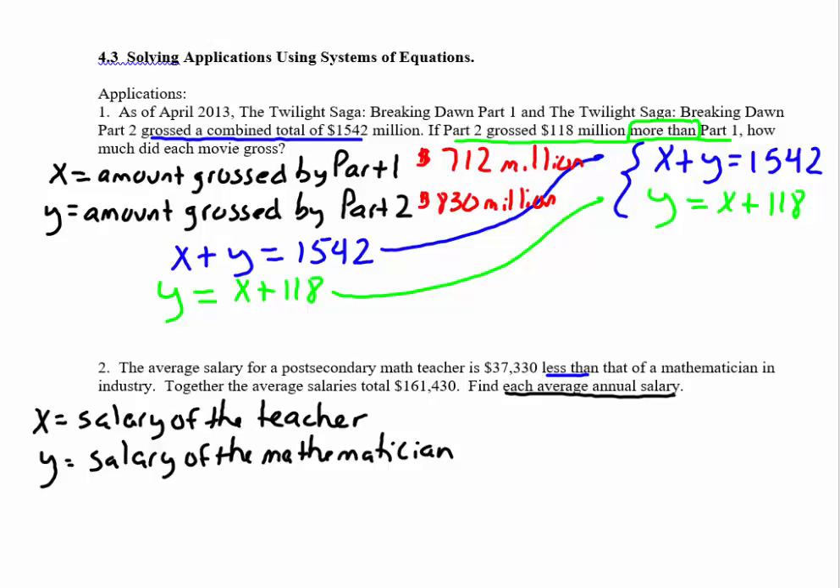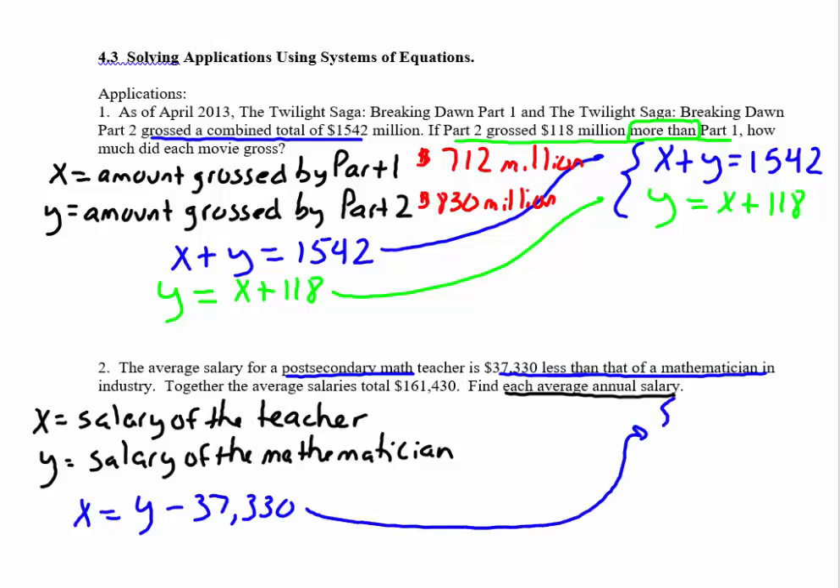Again, less than does mean to subtract, but the order needs to flip. So, which variable represented the math teacher? We labeled that as x, equals, we have $37,330 less than that of the mathematician. So the mathematician was y minus $37,330. Again, with substitution, we like that equation, so we could go ahead and put that into our system.